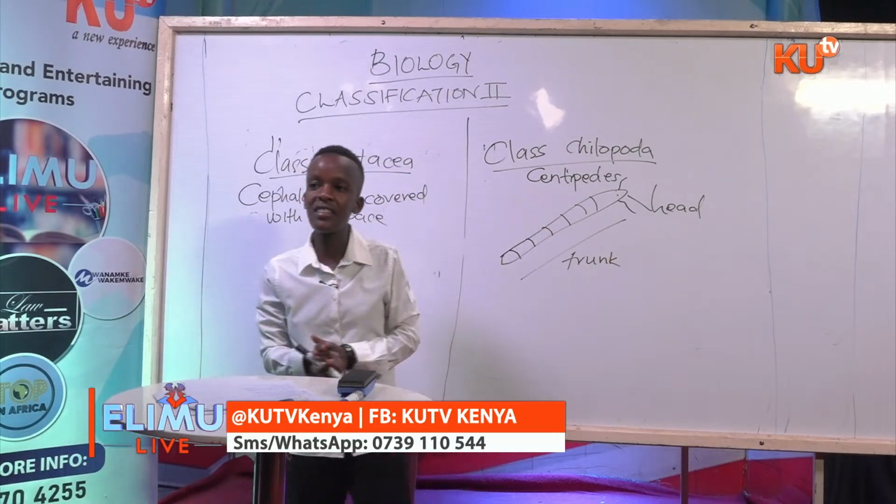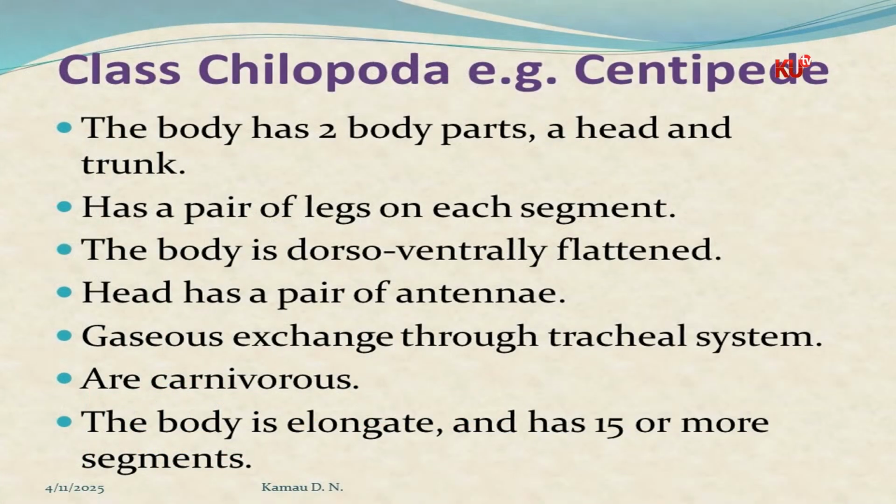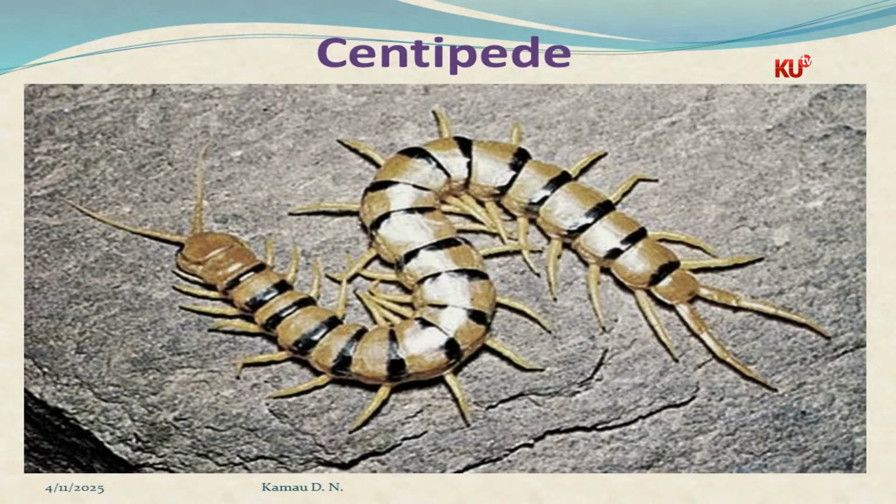Another characteristic for class Chilopoda, which we are saying is the centipede, is they have 1 pair of legs per segment. What does this mean? Remember, we said under Phylum Arthropoda, their bodies are segmented. They are divided into parts. In each segment of a centipede, we have 1 pair of legs.